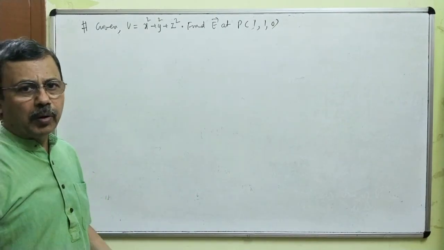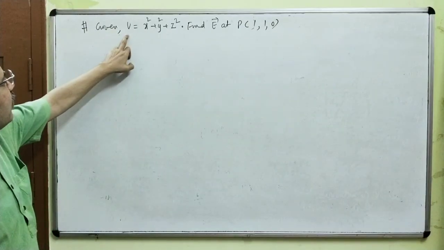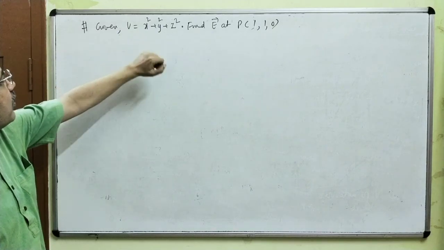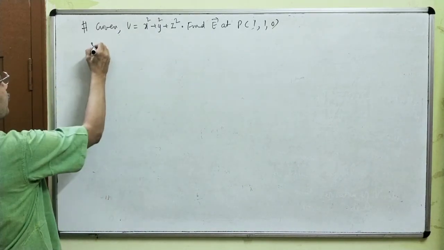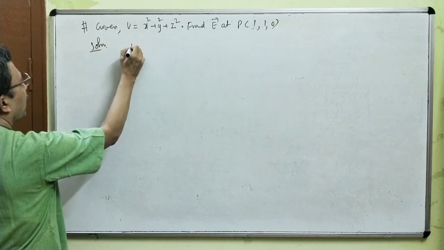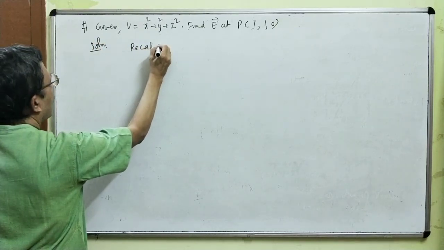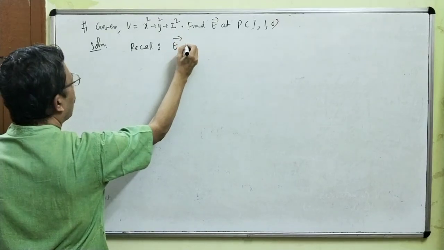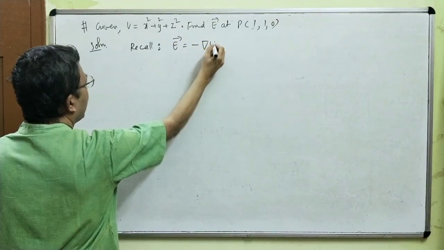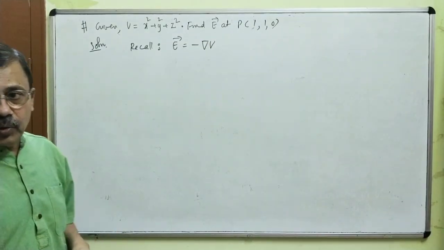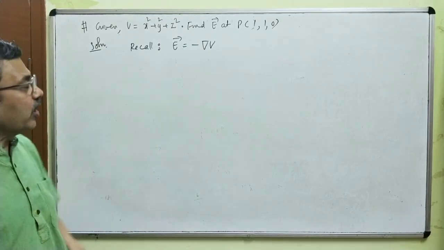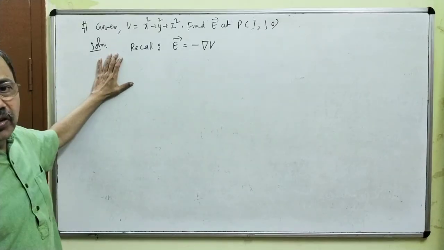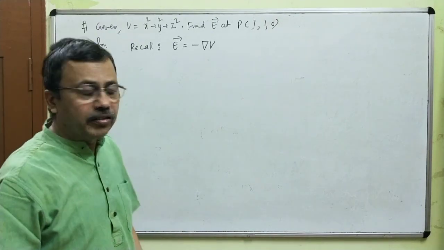We shall now do a simple problem. Given V is equal to x square plus y square plus z square, find E at P(1,1,0). Solution. Recall vector E is equal to minus grad V. This is the relationship between electric field intensity and electric scalar potential. Now the problem is given in a Cartesian coordinate system.